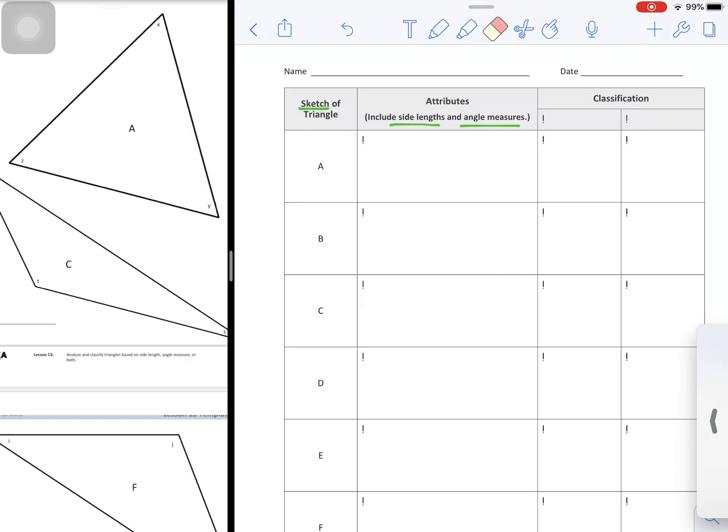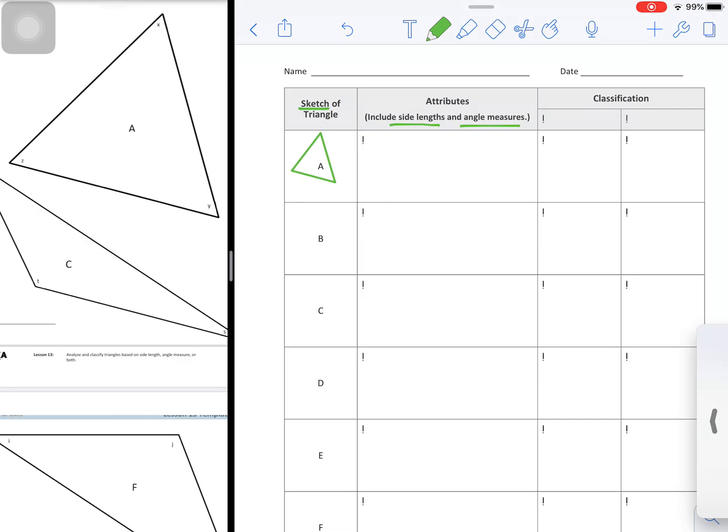So I'm going to do my best with my finger to draw all of these sides about the same. And no matter how many times I tried, it's a little bit off. But it's a sketch. It's not an exact duplicate. So give yourself some grace.